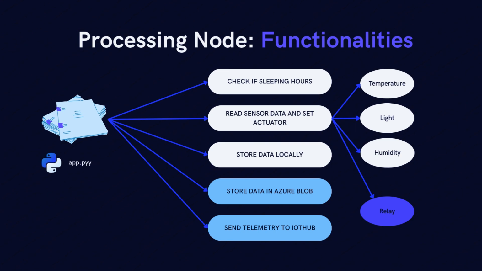The processing node fulfills the following functionalities. It checks if it should currently be monitoring, depending on the sleeping hours. It reads sensor data and sets the actuator, which is a relay actuator, to either on or off.